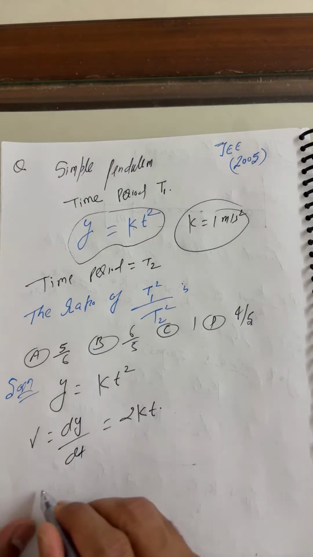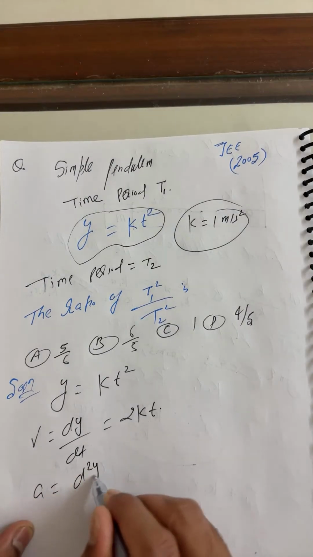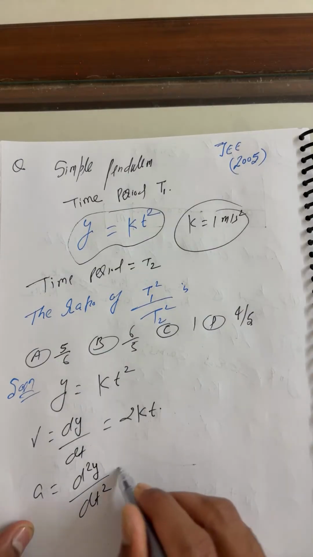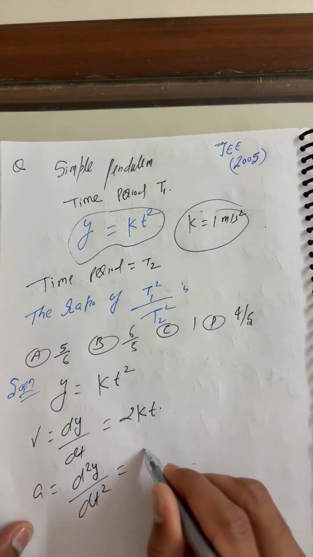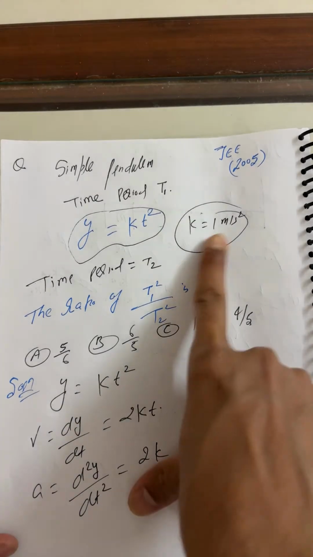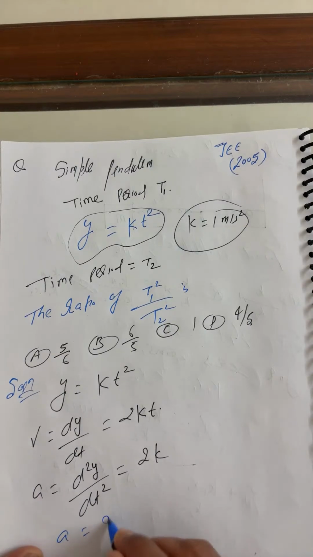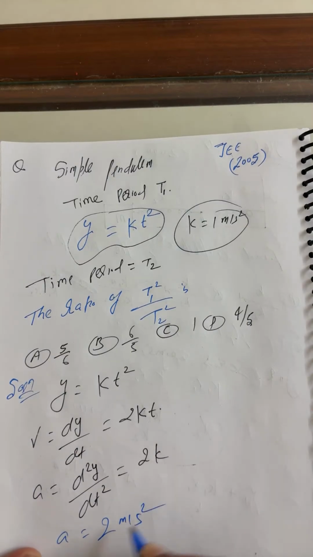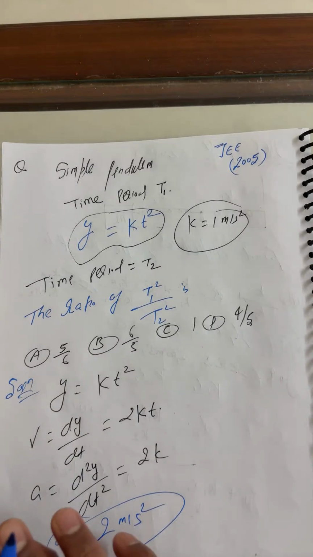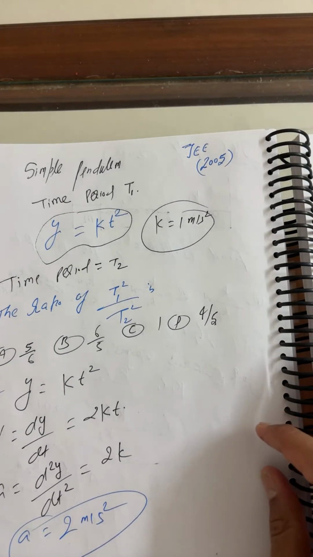Differentiate again, then what will we get? Acceleration. So this is d2y by dt square, which is 2k. It means the acceleration we are getting is constant. And k, how much is mentioned here? 1 meter per second square. So acceleration is equal to 2 meter per second square here. Okay, fine. But, bacha ji, if you remember the time period of a simple pendulum.